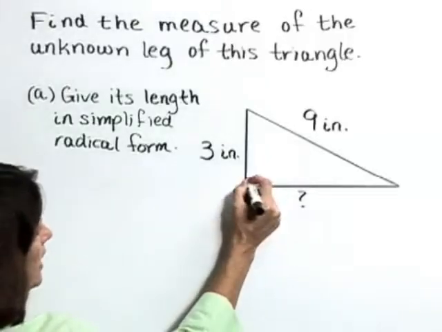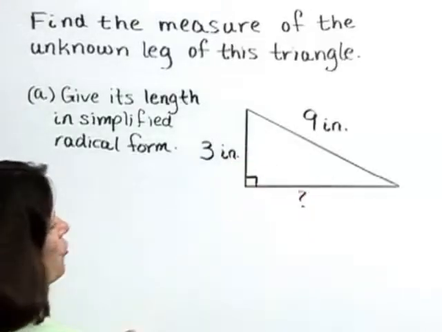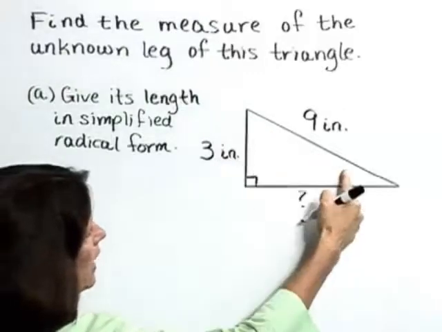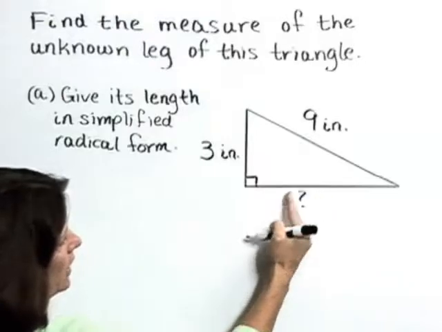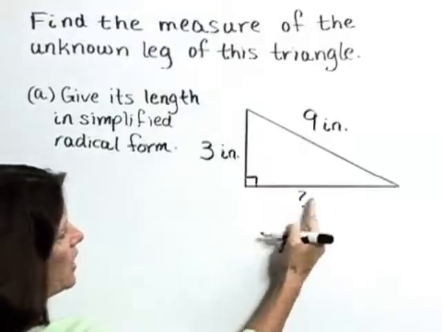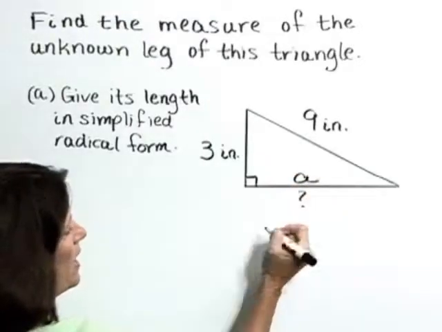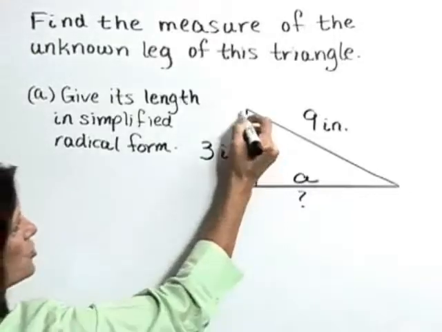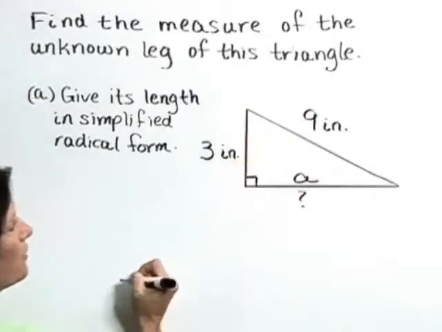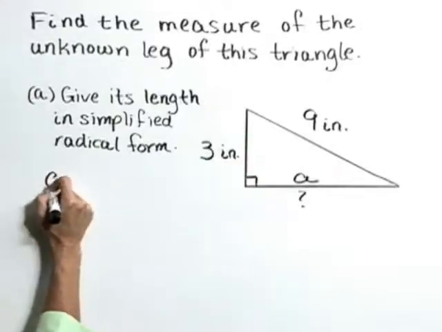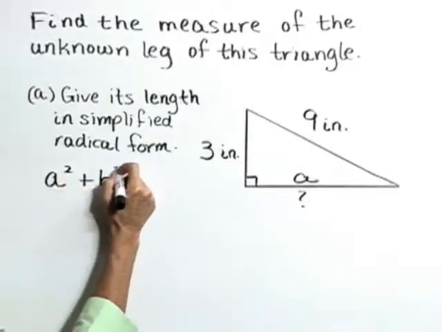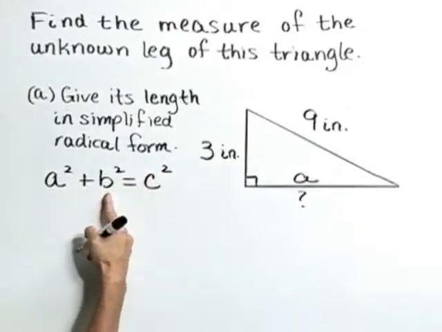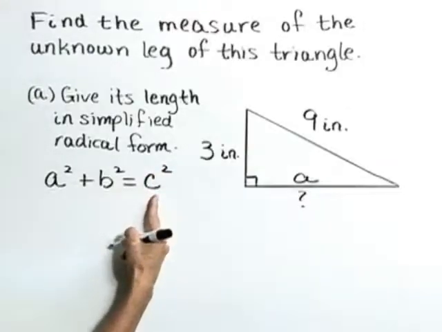Now we have the triangle, and this is actually a right triangle with one leg equal to 3 inches, a hypotenuse equal to 9 inches, and then another unknown side, an unknown leg. I'm going to call that variable a. I'm going to use the Pythagorean theorem, which relates the three sides of a triangle as a squared plus b squared is equal to c squared. That's leg squared plus leg squared is equal to hypotenuse squared.